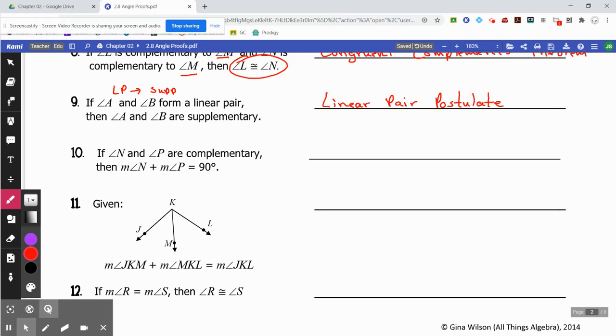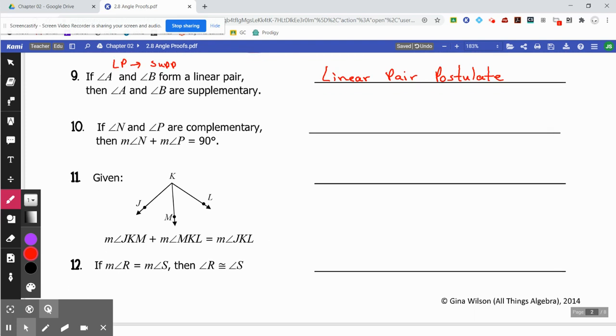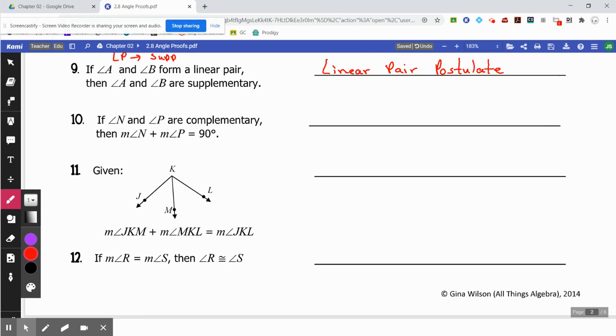And on any of these, if you can't think of the names, you could actually write out what it says. If two angles form a linear pair, then they are supplementary. You could have written that in the blank as a reason. You don't have to actually write the name of it.